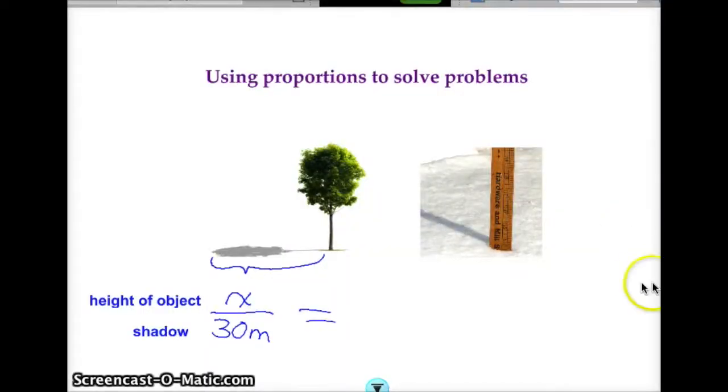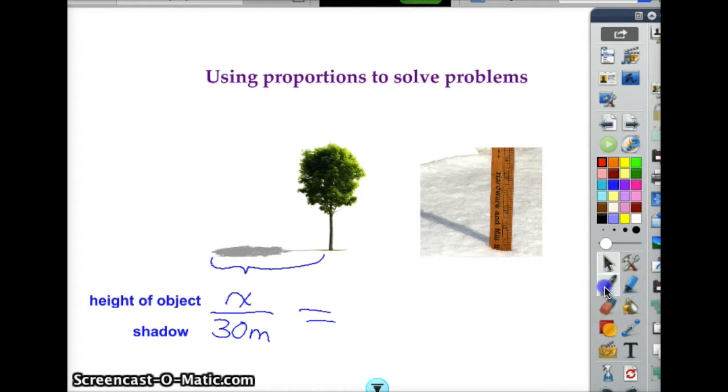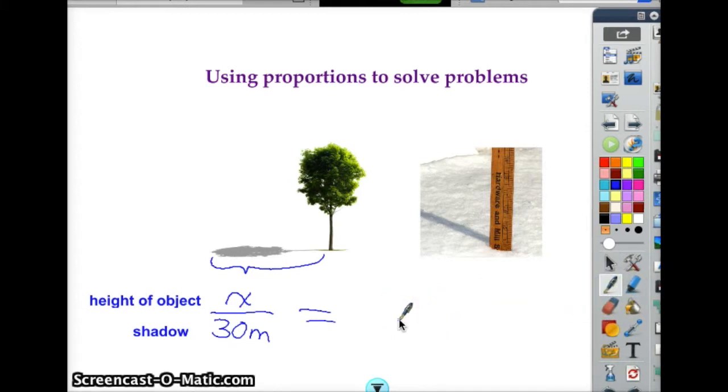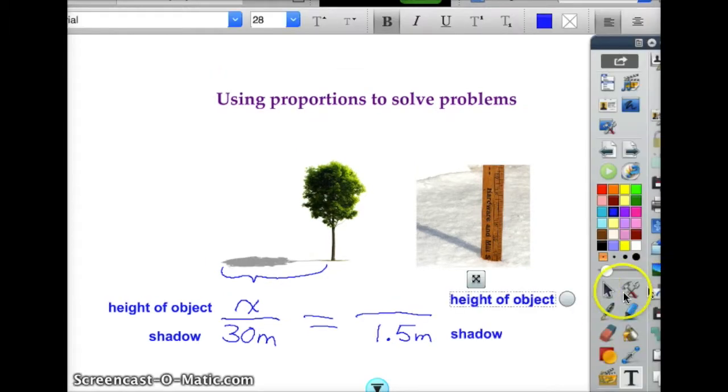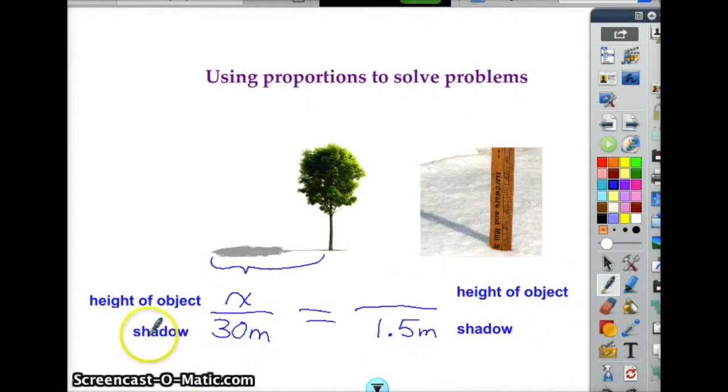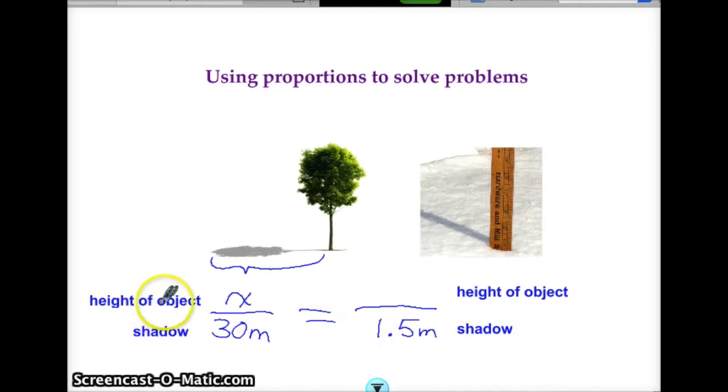Okay, great. So I've measured the shadow of the tree, and I've got my meter stick out, and so now I can set up my new ratio. It turns out that the shadow of the stick was 1.5 meters. And I want you to notice where I've put that in my ratio. I've been very careful to make sure that shadow goes with shadow and height of object goes with height of object. And I know the height of the meter stick. Guess what? When it's standing up straight, it is 1 meter.